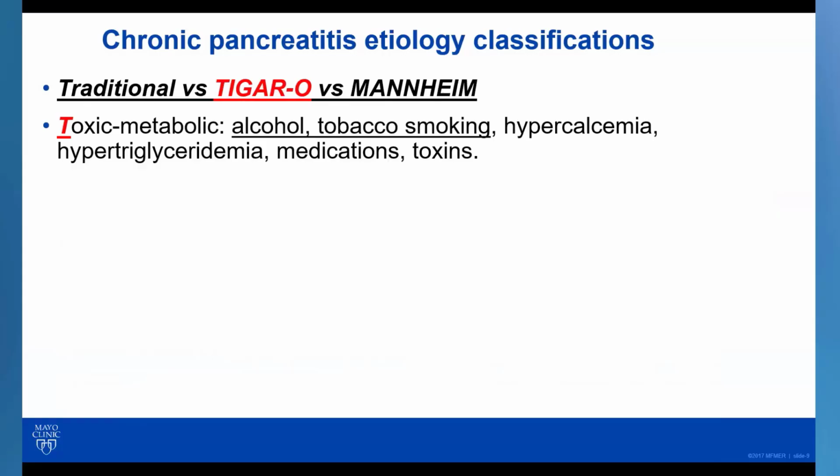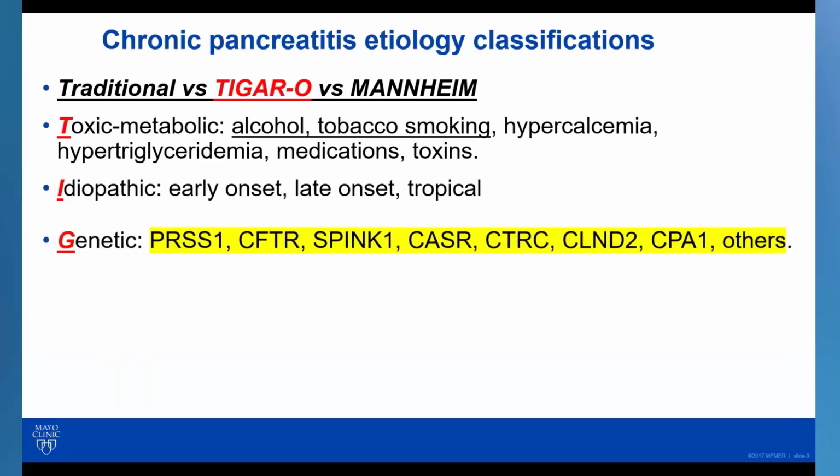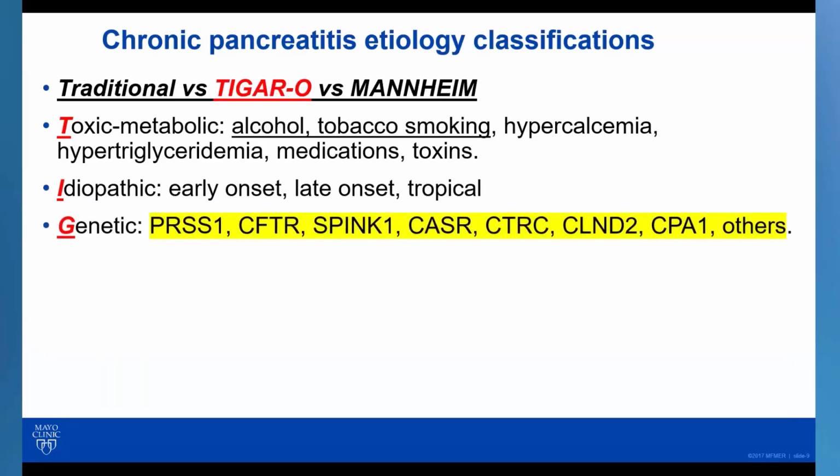It could be heavy smoking exposure, hypercalcemia, high triglycerides. Certain medications can cause the disease. And then the I stands for idiopathic, and that could be an early onset disease versus a late onset disease or tropical. G stands for genetic, and there are various genes that we'll go over, some of which later in the talk.